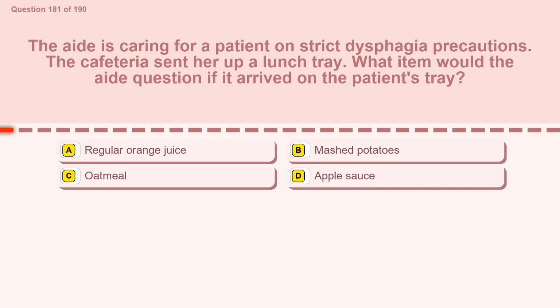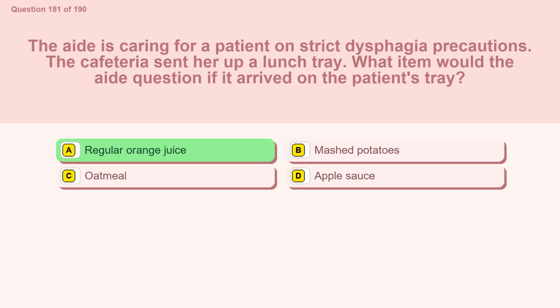Question 181. The aide is caring for a patient on strict dysphagia precautions. The cafeteria sent her up a lunch tray. What item would the aide question if it arrived on the patient's tray? Option A: regular orange juice. Option B: mashed potatoes. Option C: oatmeal. Option D: applesauce.